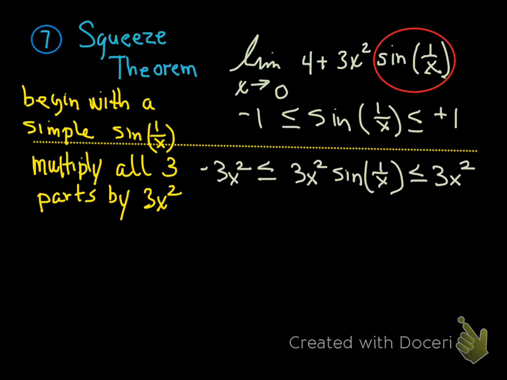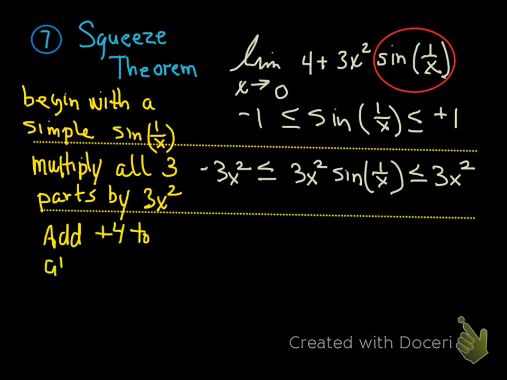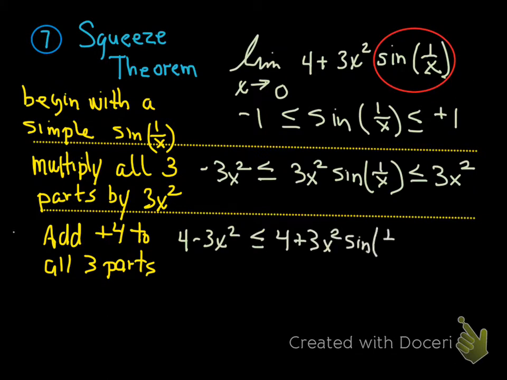Now I'm going to perform another algebra step. I bet you know what it is. I'm building upon that function. The next thing I'm going to do to all 3 parts is add 4. I'm going to add 4 on the left, I'm going to add 4 in the middle, and I'm going to add 4 on the right.